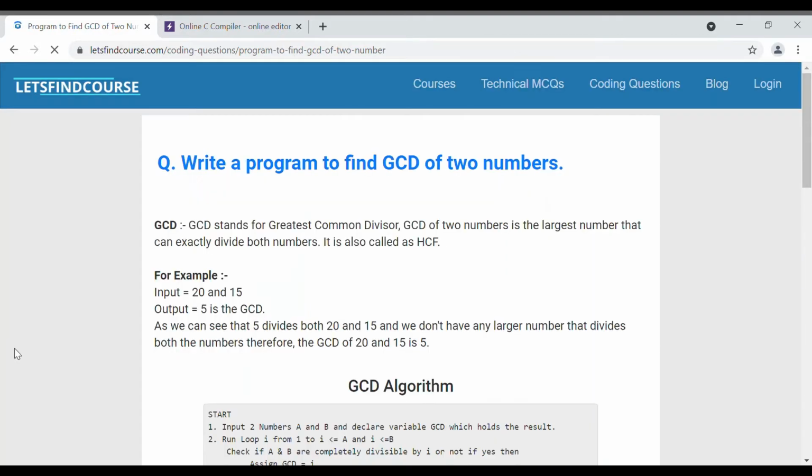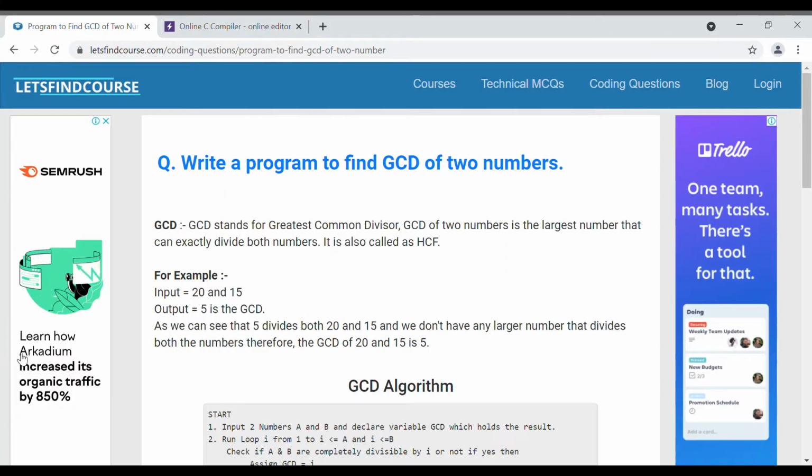So basically the question is asking us to find GCD of two numbers, right? So first we have to understand what is GCD. In mathematics, if you have any idea, GCD is basically an HCF only. We have two names for the same concept, that is HCF, highest common factor, and we can also say it as GCD, greatest common divisor. Okay, so what is GCD? GCD is the common divisor of two numbers, the largest common divisor.